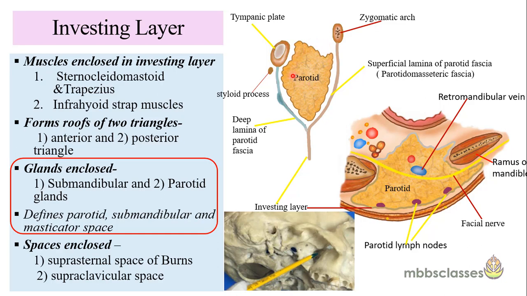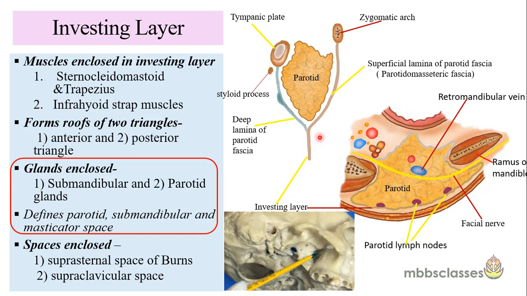The parotid gland is enclosed in a fibrous capsule called the parotid capsule, and this parotid capsule is formed by this tough investing layer of the deep cervical fascia. This fascia divides in the region between the angle of the mandible and the mastoid process. So this is the mastoid process, and the angle of the mandible cannot be seen here. It divides into two: the superficial lamina of the parotid fascia and the deep lamina.